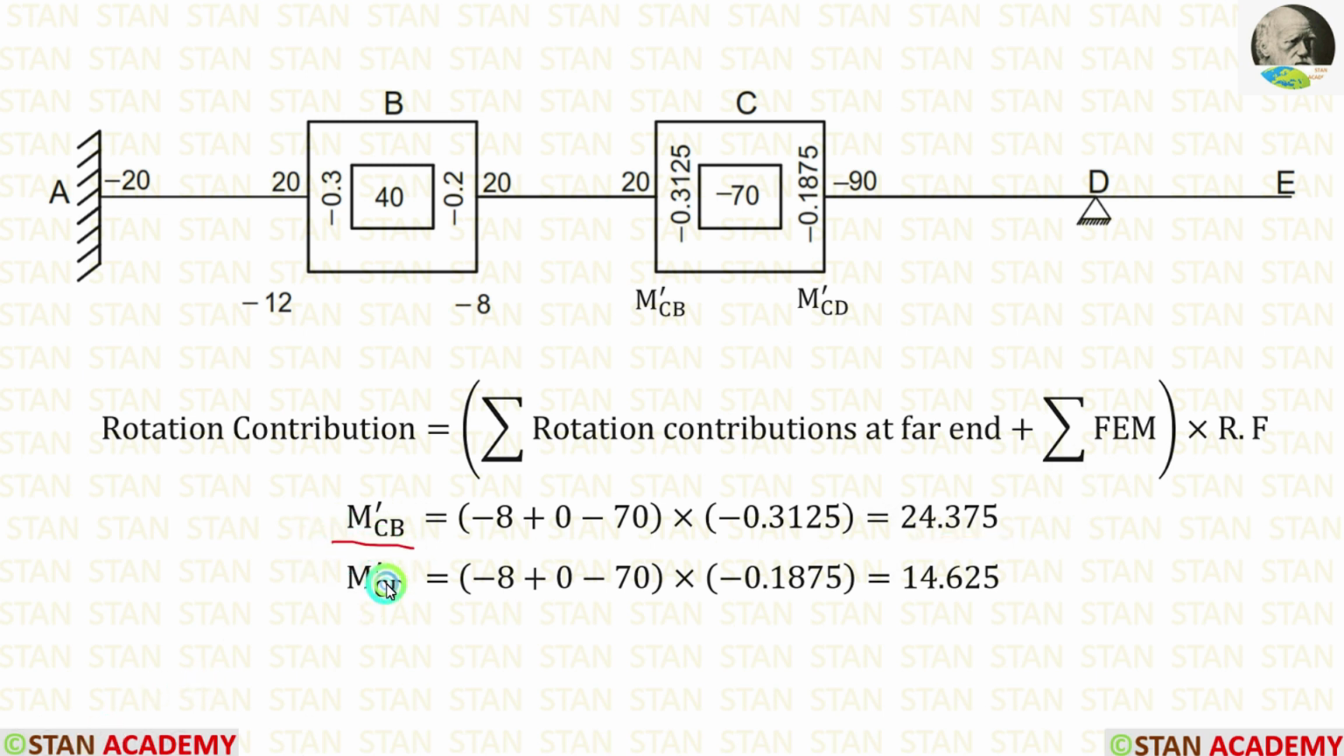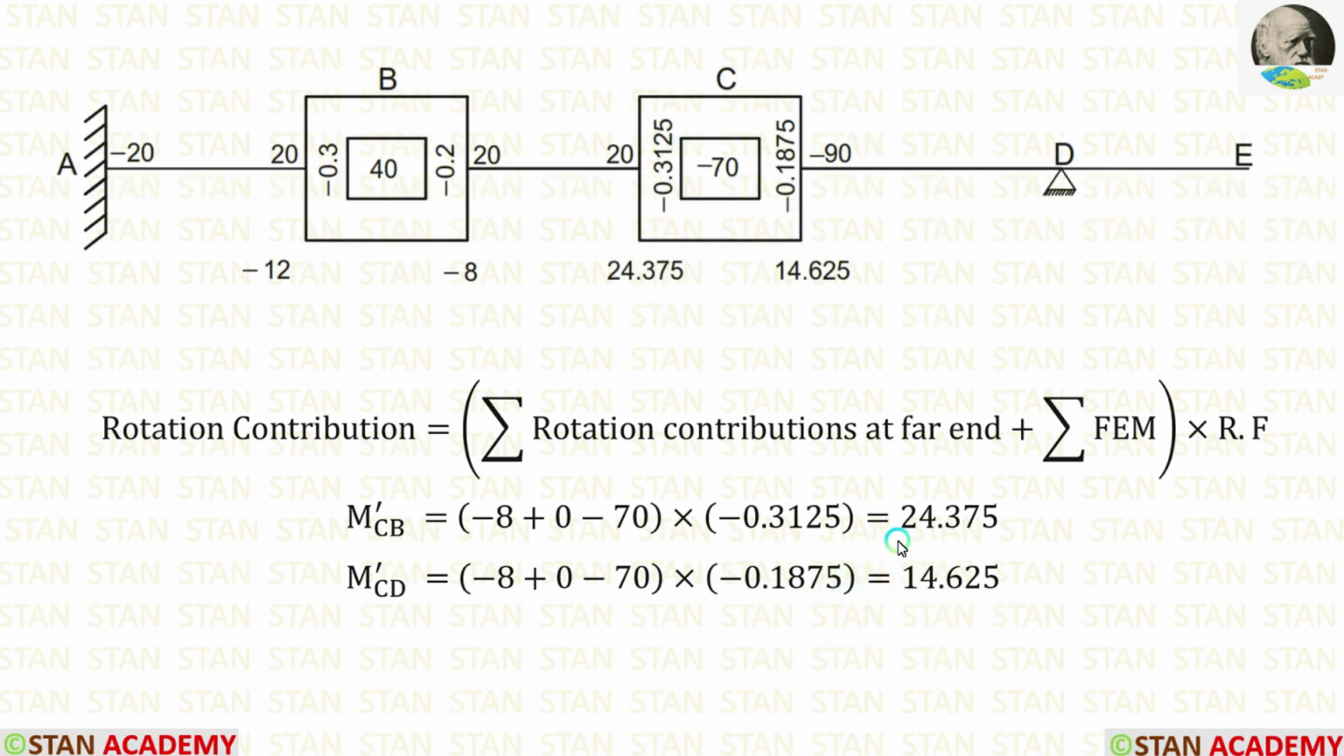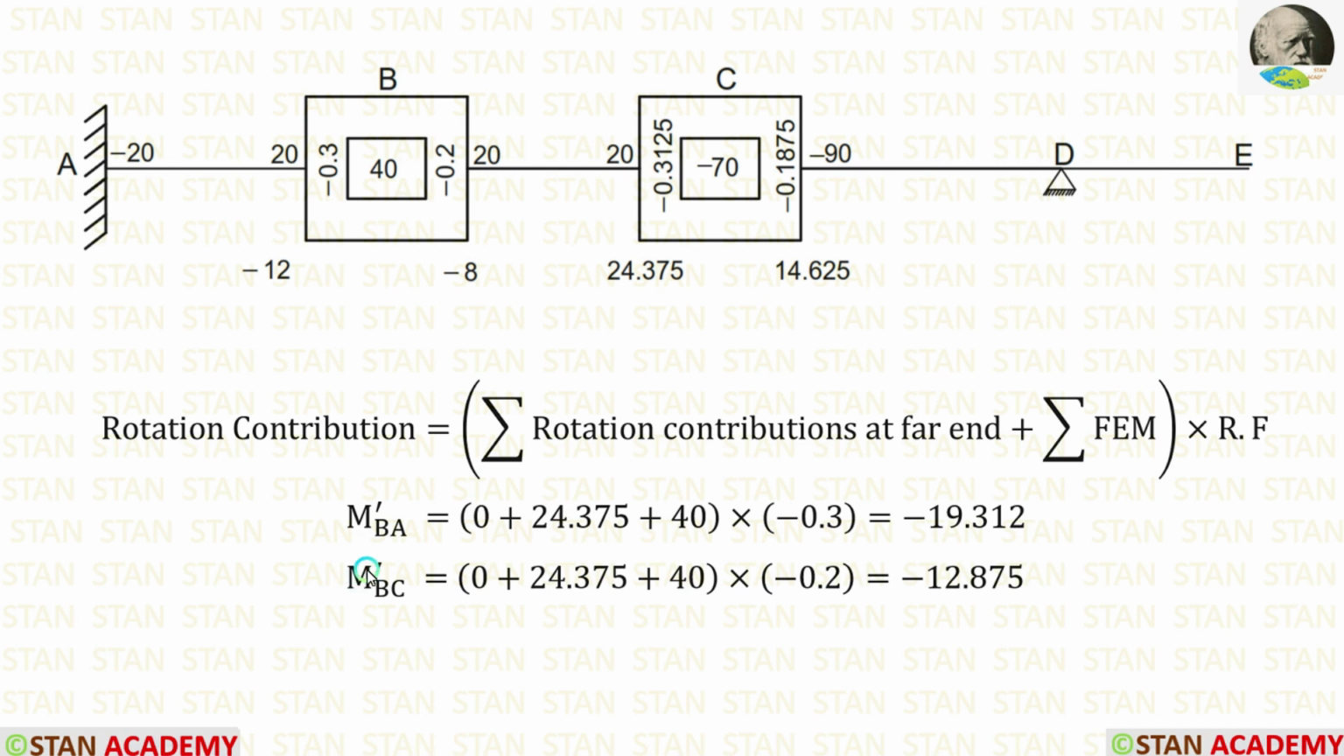We know that for M-CB and M-CD, all the values are same except the rotation factor. The rotation factor for CD is minus 0.1875. After the calculations, we are getting M-CD is equal to 14.625. We can enter the value of M-CB here and the value of M-CD here. So we have made the first cycle. Now let us start the second cycle.